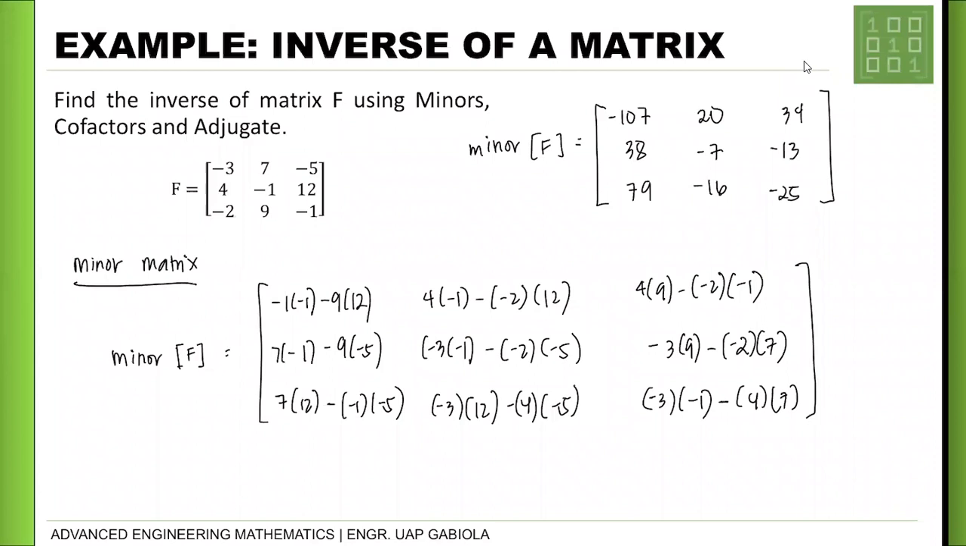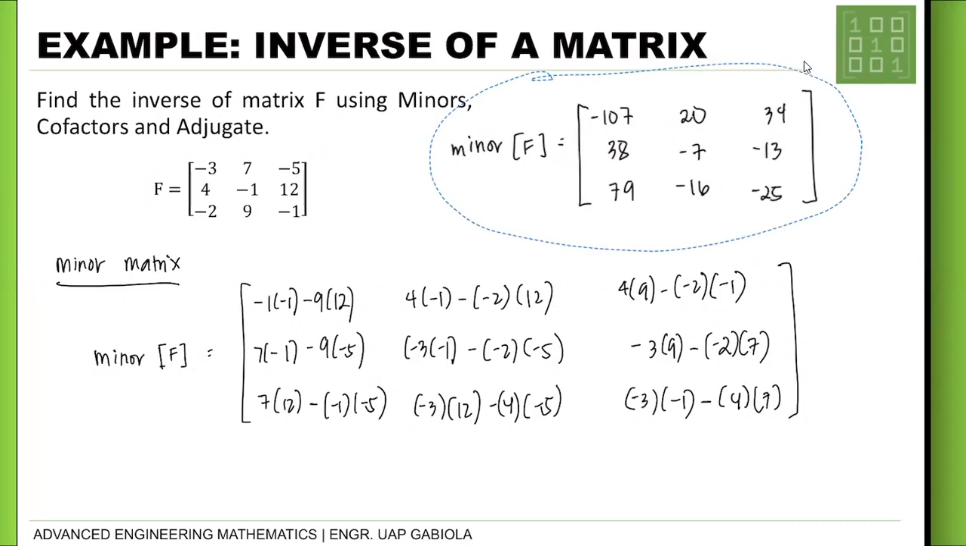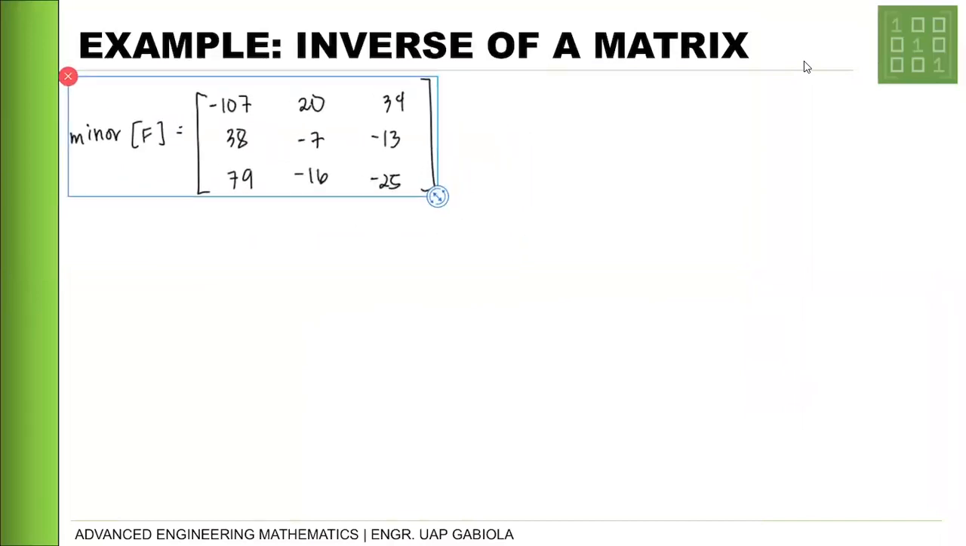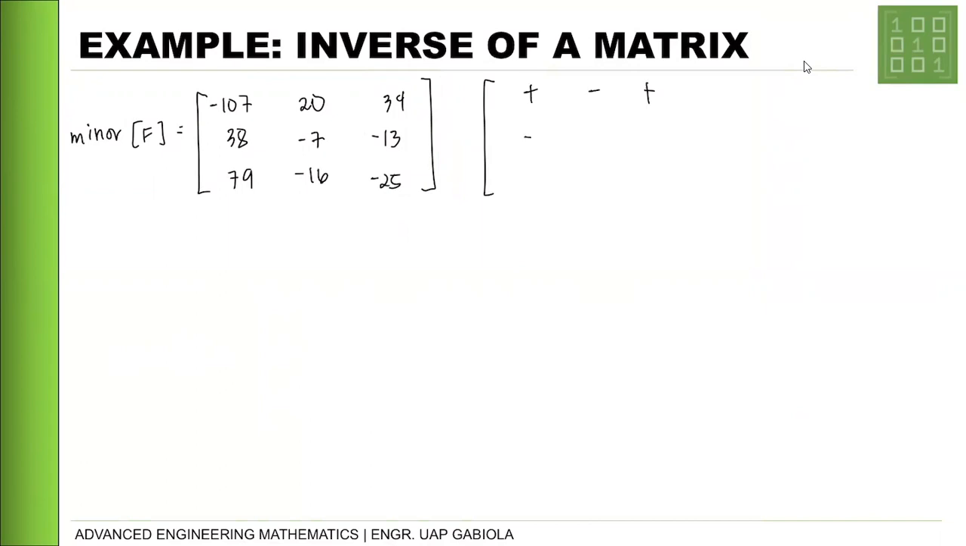Okay? So, ngayon meron na tayong minor. Ngayon kunin natin yung ating cofactor naman. Okay? So, let's proceed sa next page. Cofactor natin, galing sa co-minor, yung cofactor natin is, itatapat lang natin siya dun sa plus minus natin. No?